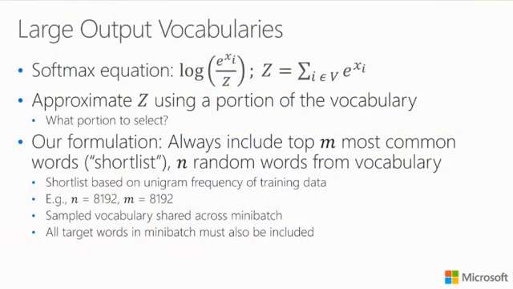So the softmax equation is you get these logit scores by multiplying your output layer by your final hidden layer. So xi is, in this case, the logit score. And you take the log of e to that, normalized over your vocabulary. And so now we want to approximate z using a portion of the vocabulary. So this is what the importance sampling does. It's just a question of how we do that.